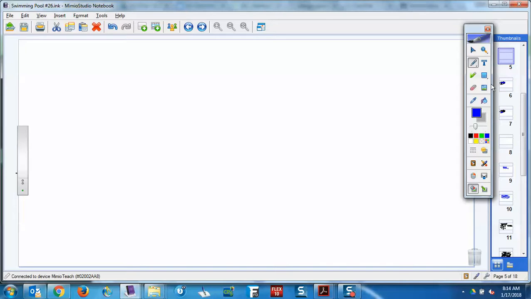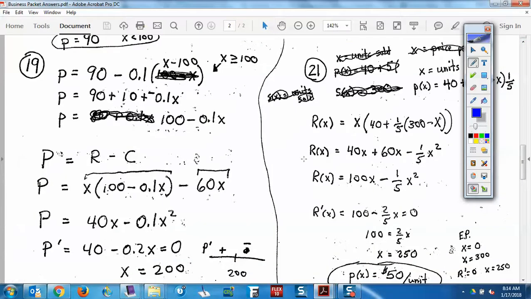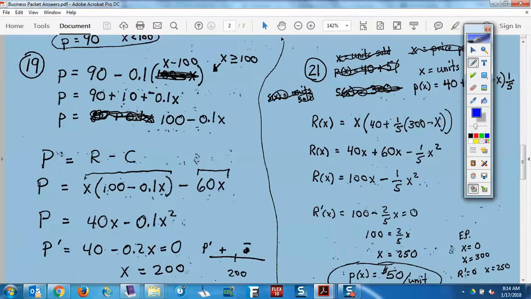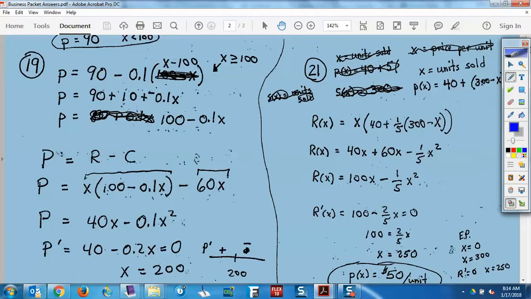So let's do the business packet. Any questions on either one of those? Okay, the answers were up there, obviously, online, if you wanted to look at those, but you got to put yourself in a position of, hey, I got to do this on my own in the quiz. So what you want to talk about on either one of those at all? 21, what was the deal on 21 now?